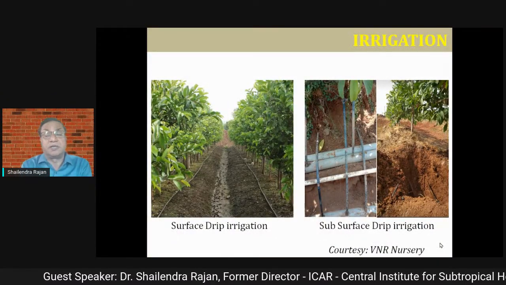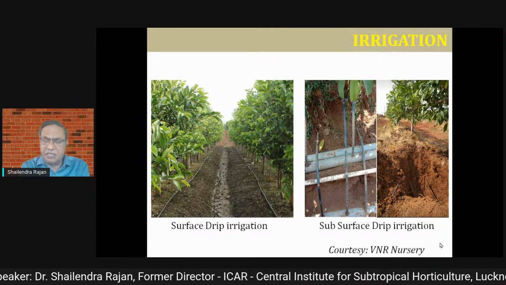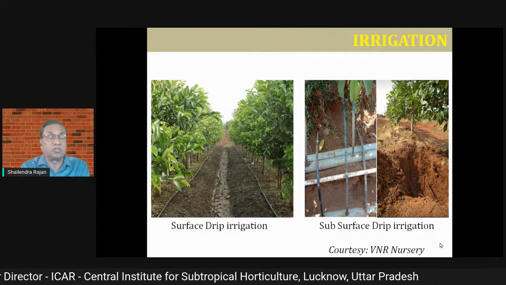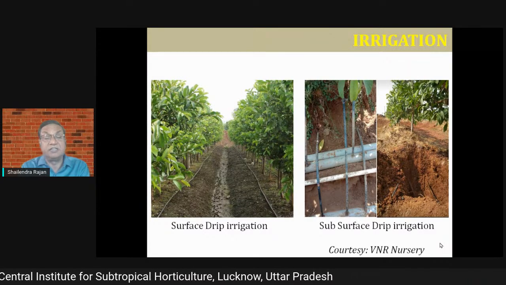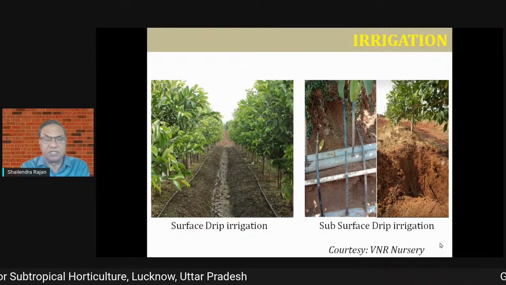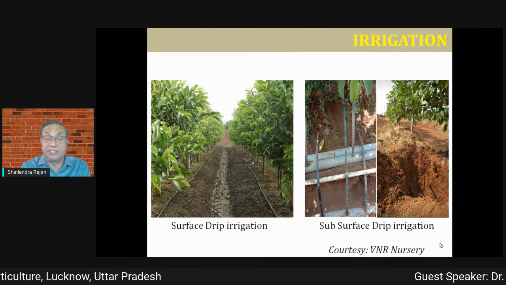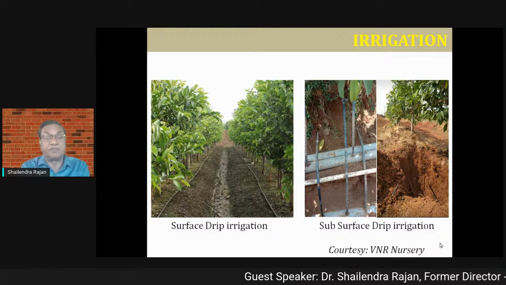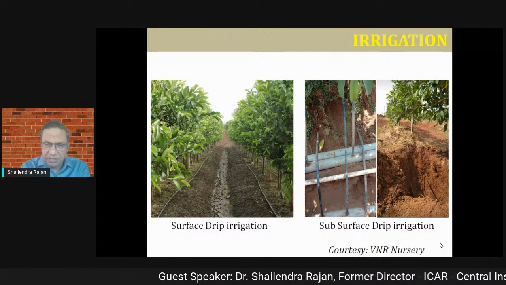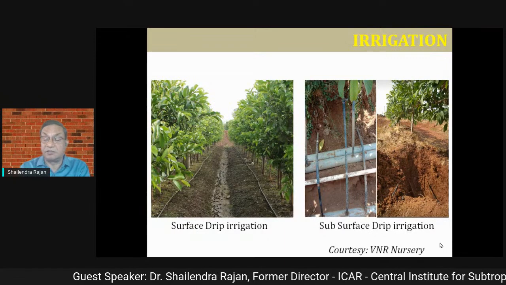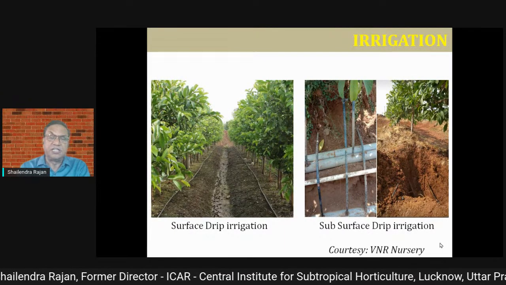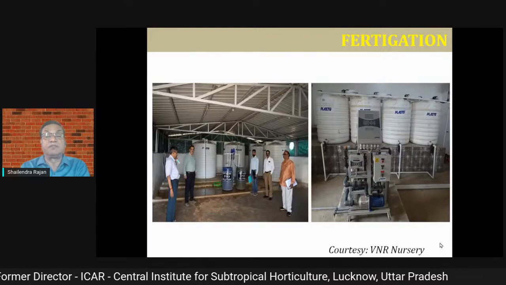Another important area where we have to work is irrigation, particularly groundwater depletion. It is very fast in most parts of the country. Therefore, drip irrigation is becoming important. Surface drip irrigation is common, but subsurface drip irrigation is also becoming common in many parts, particularly in fruit trees. It is one of the ways to save a lot of water.